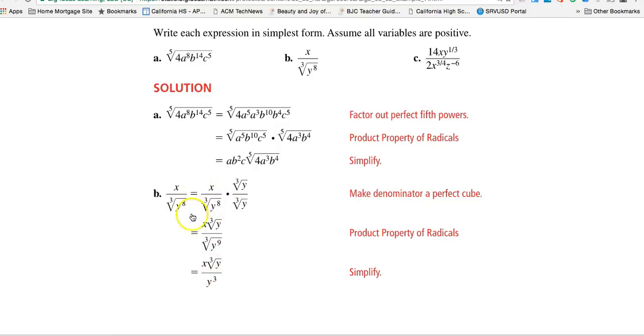Now again, the key right here is when you multiply this, you can't just multiply it by y. You have to multiply it as a radical with whatever index your original problem has.